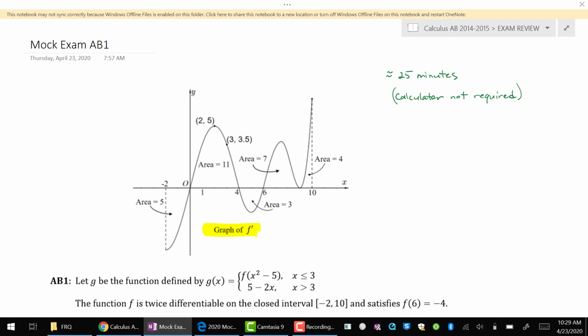I wanted to walk you through the solution guide to this FRQ. We will not need a calculator. You can certainly have one, but it is not a requirement to use one on this problem.